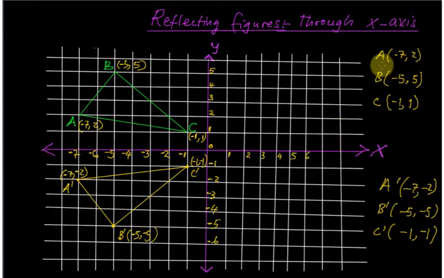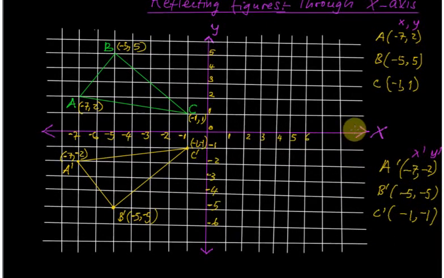Now see, if we change color here for the sake of understanding, these are values of X, and these are values of Y. So these are values of X dash, and these are values of Y dash. So we say that X and X dash are the same: -7, -7, -5, -5, -1, -1. So X and X dash are the same when we reflect through the x-axis.